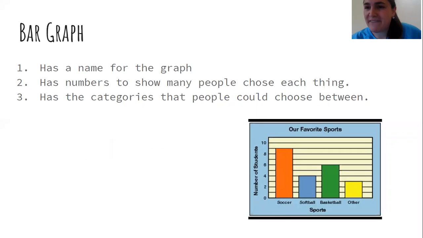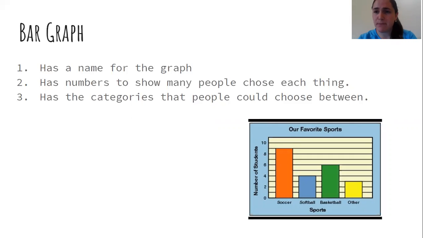Our next type of graph that we're looking at is called a bar graph. And these graph names are very easy for us to remember because a bar graph has, you guessed it, bars in it. And so like all of our other graphs, it has that title up top where it says our favorite sports. And then on the side, it says number of students. And then down below, it has the categories. It has the different kinds of sports.